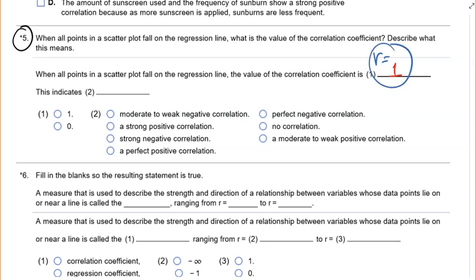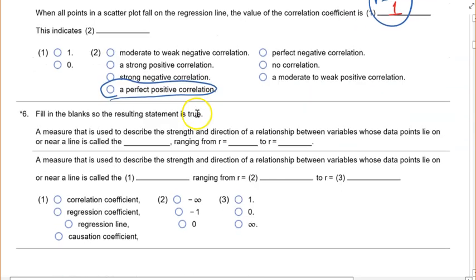That means there is a perfect positive correlation between the two variables. Remember that -1 could be perfect too, but it has to be perfect negative correlation. But since we have only options 1 and 0, you pick 1, and the value of R equals 1. That means this indicates perfect positive correlation between the two variables.